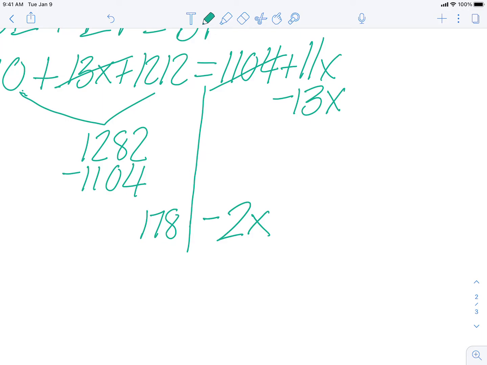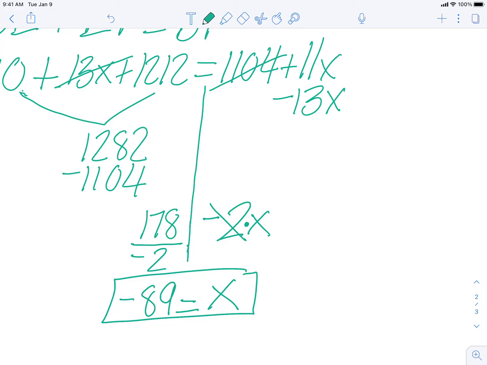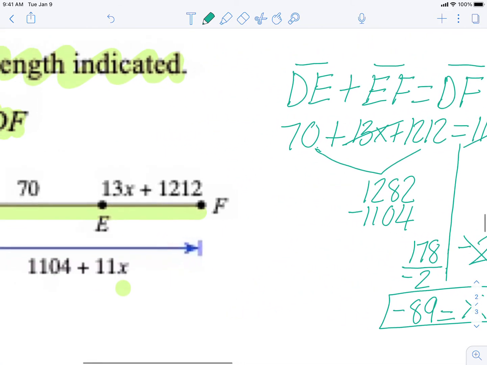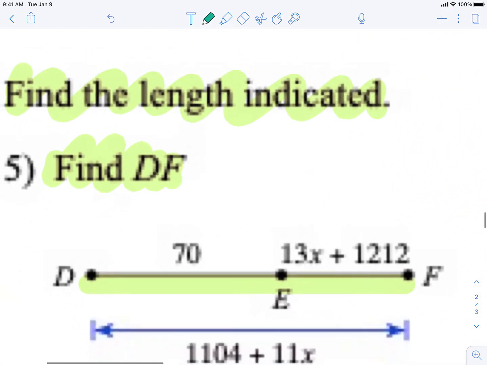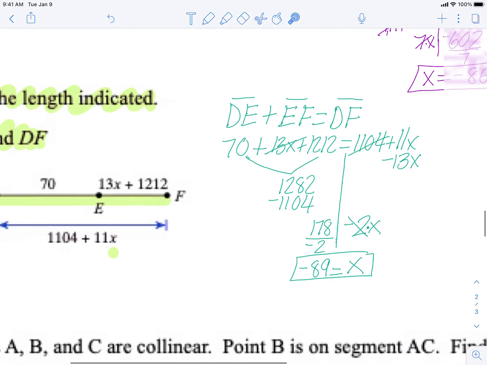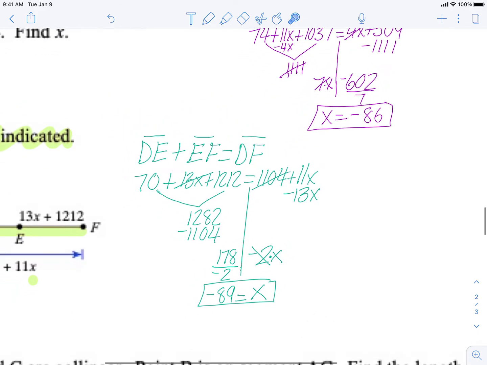So this means times, so the opposite of multiplying by negative 2 is dividing by negative 2. So I get 178 divided by 2 is 89, and a positive divided by a negative is a negative. And that right there, kiddos, is my solution. Is it? Okay, I solved for x. Did the problem say find x? No. The problem says find DF. So let us find DF.